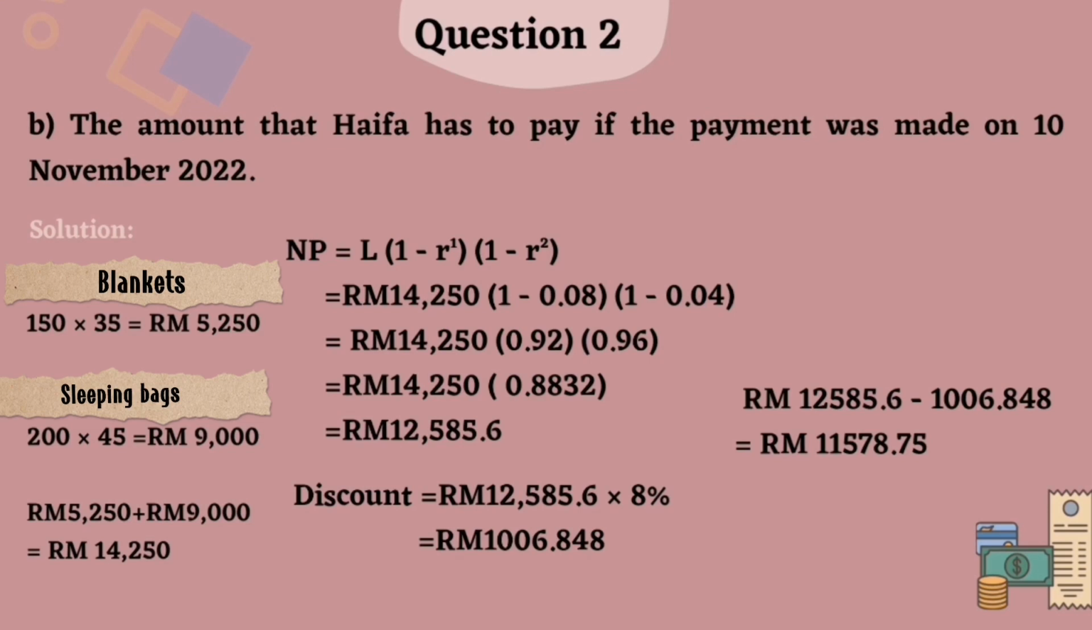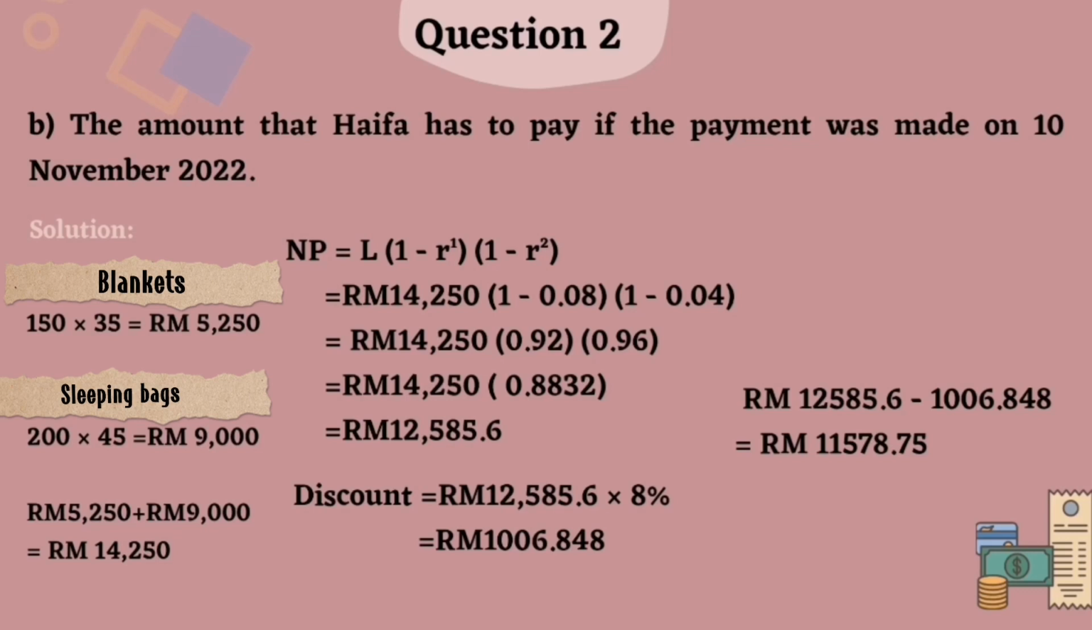Next, question B. The amount that HIFO has to pay if the payment was made on 10 November 2022. In this question, we will use the formula NP equals L bracket 1 minus R1 multiply 1 minus R2 bracket. Firstly, we calculate the amount of blankets, which is 150 multiply 35 equals RM 5,250, and sleeping bags, which is 200 multiply 45 equals RM 9,000. Then we add both items and we will get RM 14,250, and this amount will be our list price. Then RM 14,250 bracket 1 minus 0.08 multiply 1 minus 0.04 bracket.